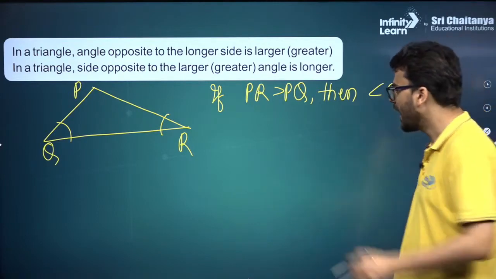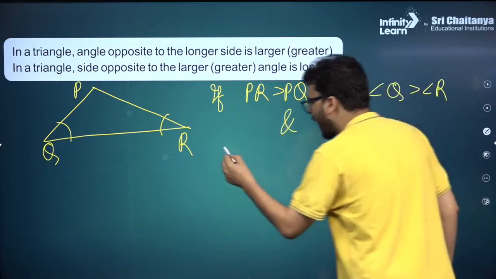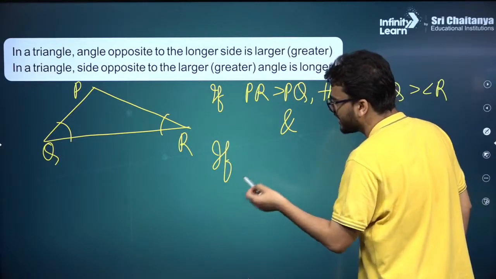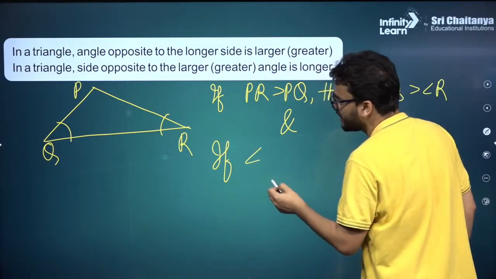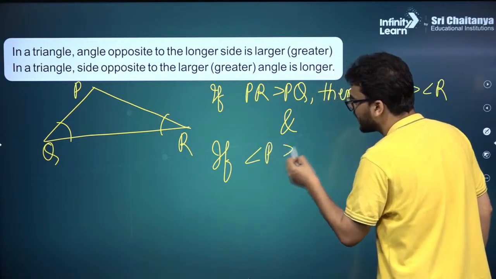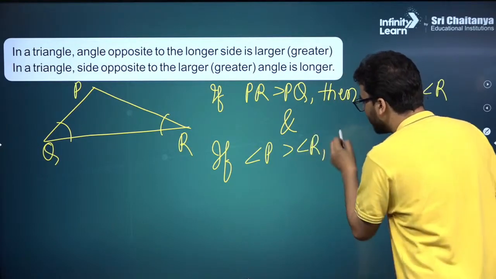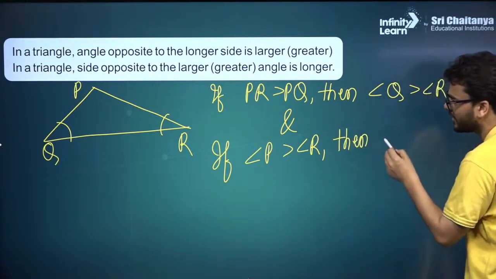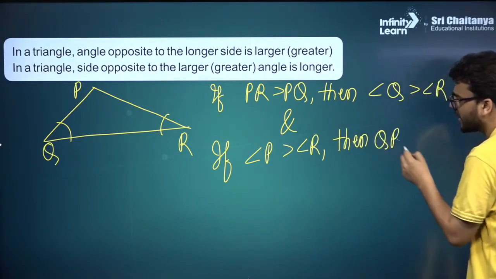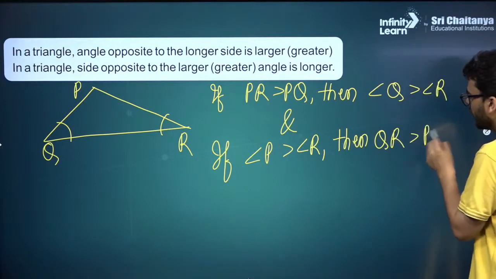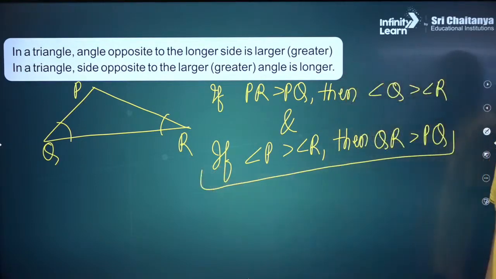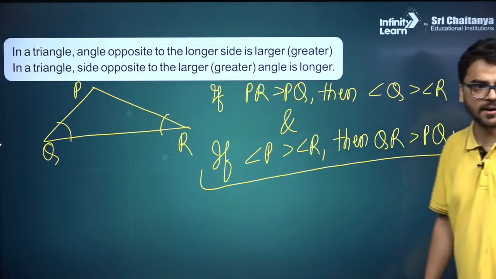So I hope it is clear. And the converse is also true. If it is already given to you, just as an example, suppose it is given that angle P is greater than angle R, then you can say that over here QR is greater than PQ. Sides opposite to larger angle is longer. Correct? In both the directions, it is clear.